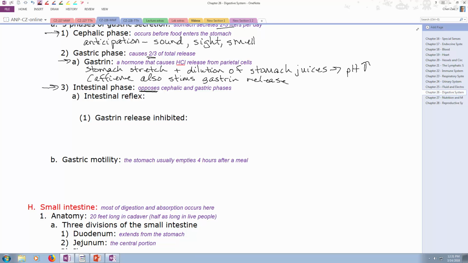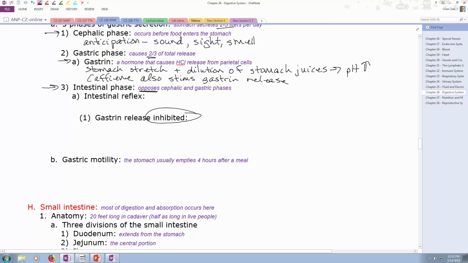So that acidic chyme is going to enter the duodenum, and we also have chemoreceptors and pressure receptors in that area. And guess what these chemoreceptors and pressure receptors are going to do when we start putting acidic chyme into an area that's not designed for acid? It's going to tell gastrin to do what? Decrease gastrin production. So that's why this is the opposite of, or opposes, the cephalic phase and the gastric phase. We want gastrin release to be inhibited.